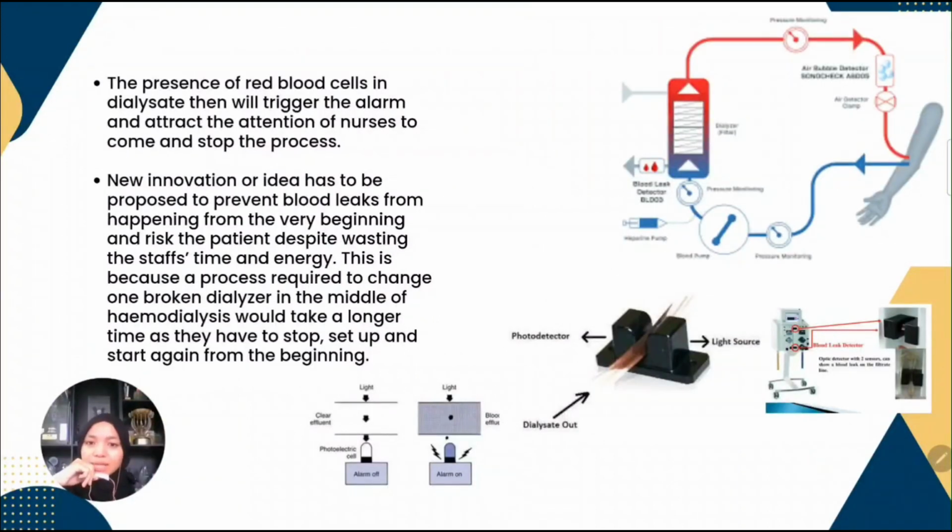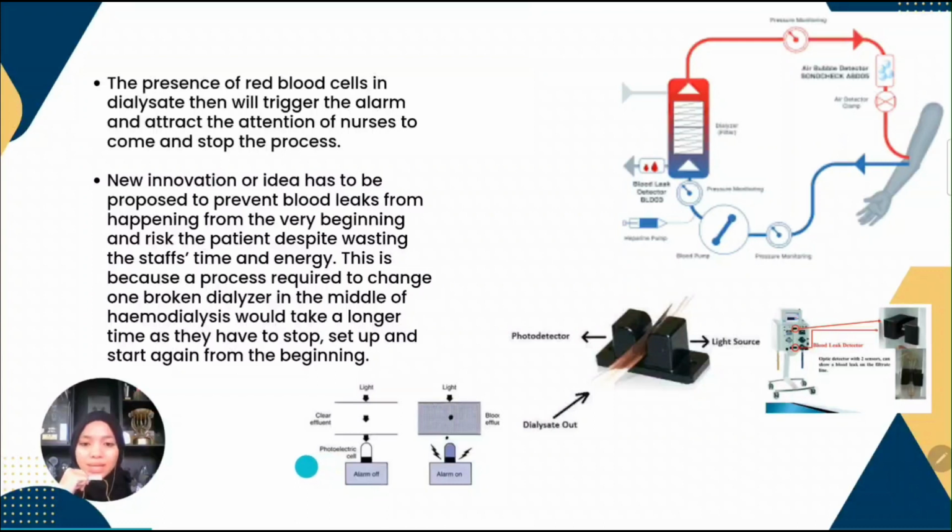The presence of red blood cell in the dialysate then will trigger the alarm and attract the attention of nurses to come and stop the process. So as we can see from the circuit, at the part where the dialysate is moving out, there is a blood leak detector consisting of the photoelectric cell. The photoelectric cell will convert the light energy into the electrical energy.